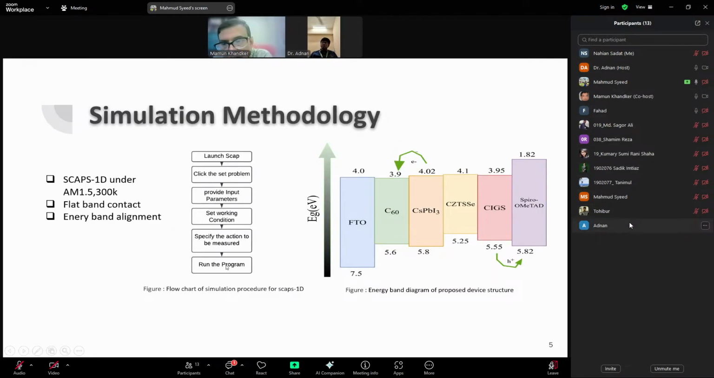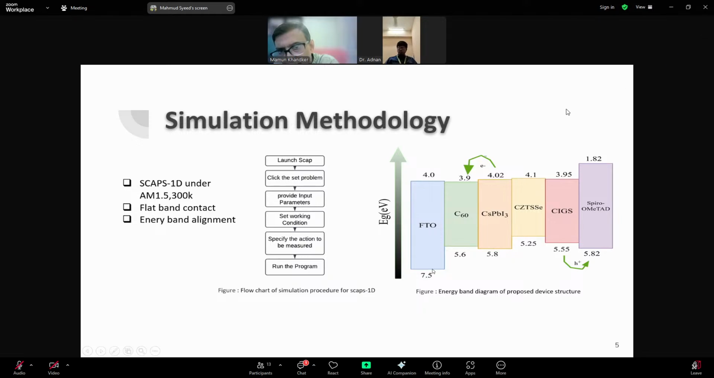First, I would like to start with the flowchart of the simulation procedure. When we launch the SCAPS app, we click on set problem. Then we provide input parameters of different layers. Then we set the working conditions. After that, we specify the action to be measured, then we run the program. The SCAPS 1D software has hundreds of equations built into it, so it can numerically analyze every value of the structure.